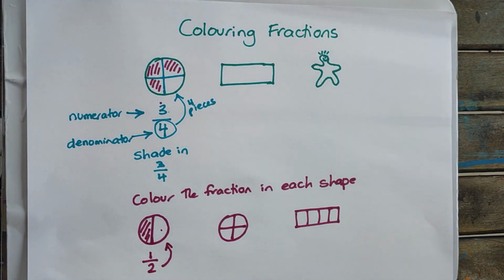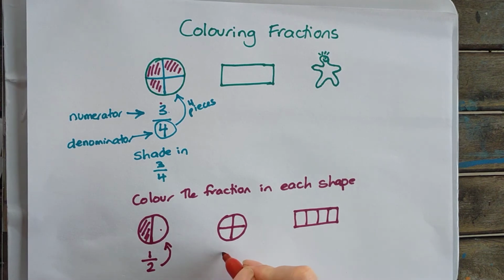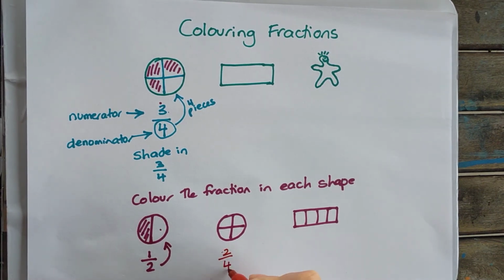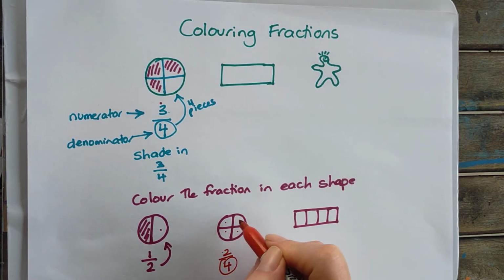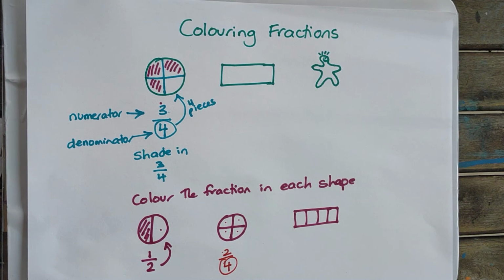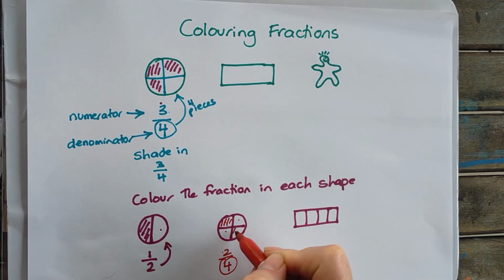Then your second question might say that you need to colour in 2/4. Now we know our diagram's in the right shape. It says 4 here, and we've got 1, 2, 3, 4 pieces it's been cut into. We are only interested in shading in 2 of them. So you can pick whatever 2 you want, and it doesn't matter.